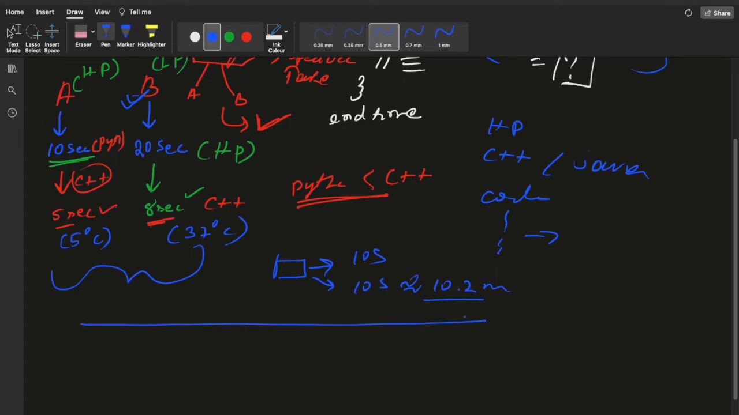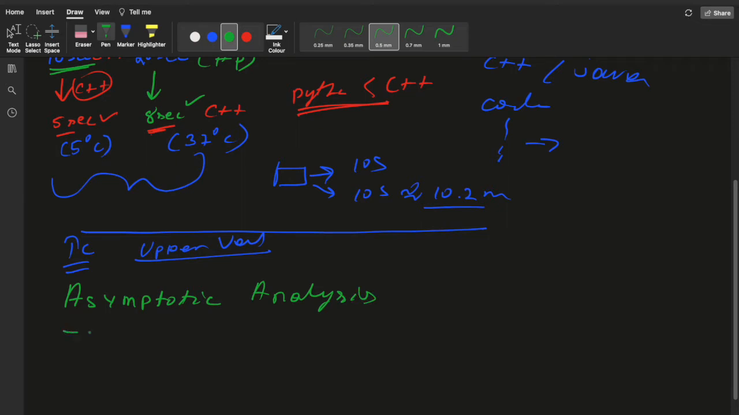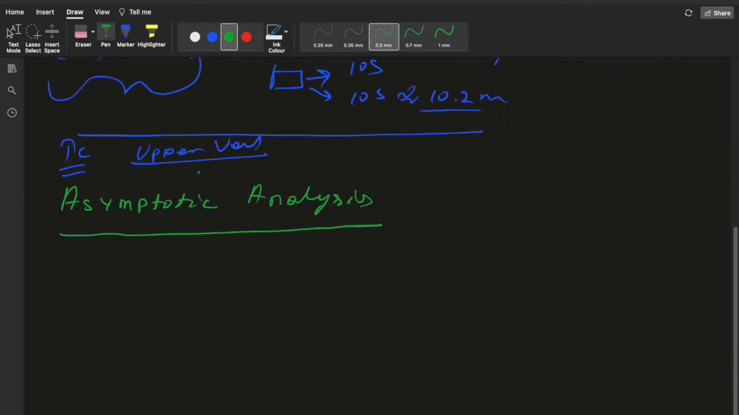So we will not calculate the exact time. In computer science, we have the concept called time complexity. In time complexity, we are going to calculate the upper bound value. What is the upper bound value? There is a concept called asymptotic analysis. What is the meaning of asymptotic analysis? Let's take one example.